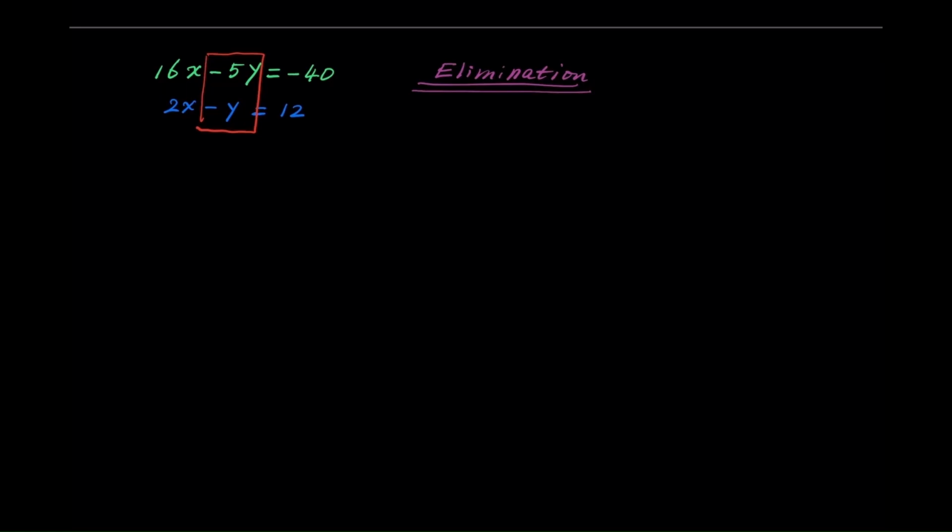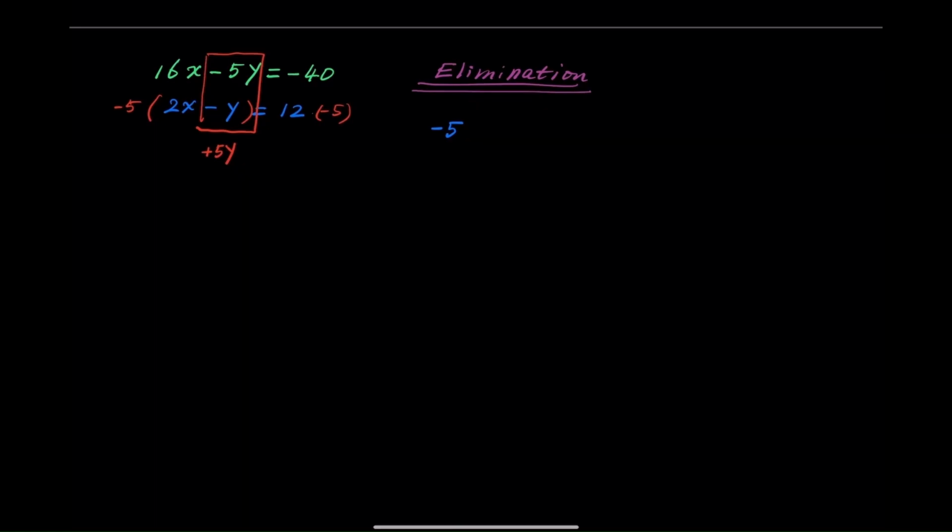So we have negative 5y in the first equation and negative y in the second. If we multiply the entire second equation by negative 5, then you can expect we're going to have a positive 5y here, which is the opposite of negative 5y, right? So when we add equation 1 and equation 2, the y variable will cancel out. So let's multiply negative 5 to equation 2.